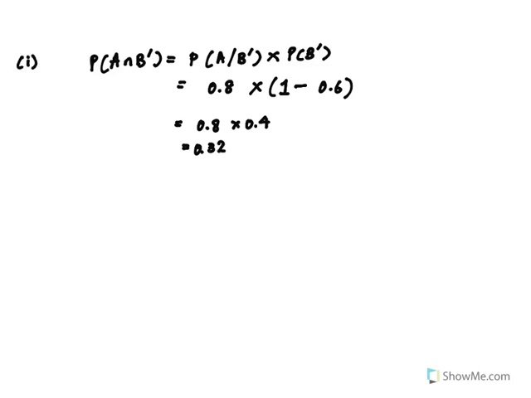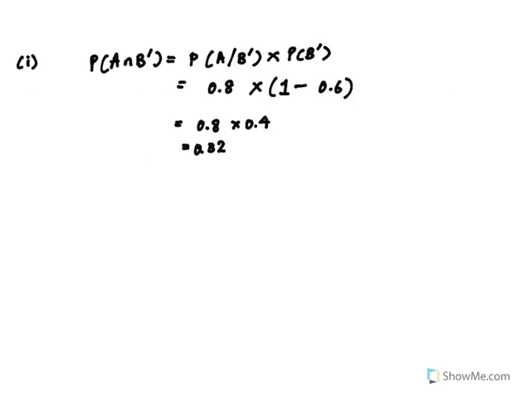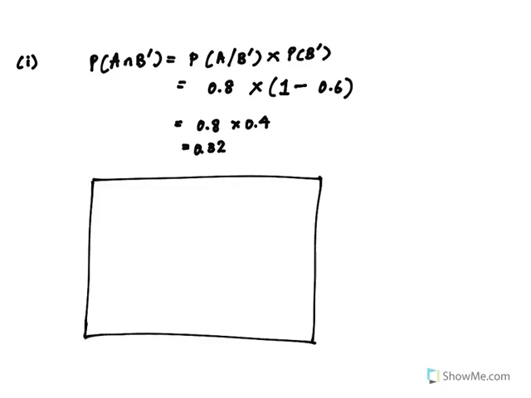Okay, how about part 2? For part 2, we are required to find the probability of A union B. Given what we know, it may not be very clear. So what we can do is try to draw a Venn diagram. So we have our A, this is our A, and this is our B.